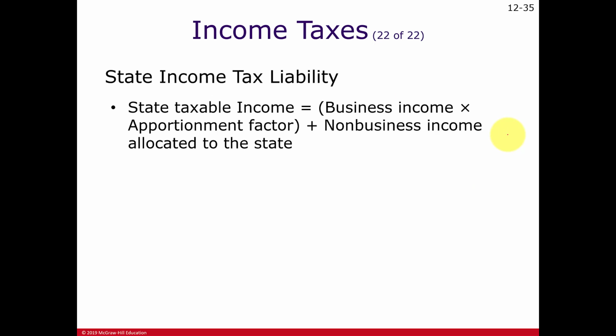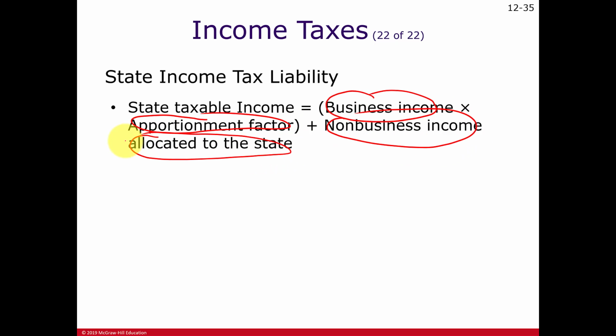So you get your business income and you multiply it by the apportionment factor, which could be an average of the 3 items we just saw. And you take your non-business income based upon what is allocated for each state that we saw in the previous slides. And the total, then, is your state taxable income. You multiply it by the state's tax rates, be it a flat rate or a graduated rate, to get the tax for the whole year.